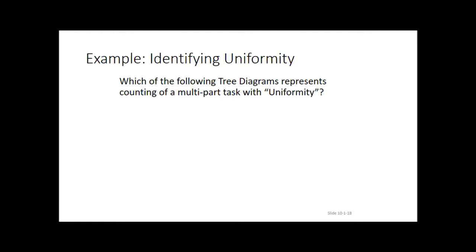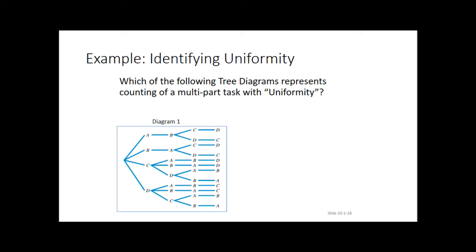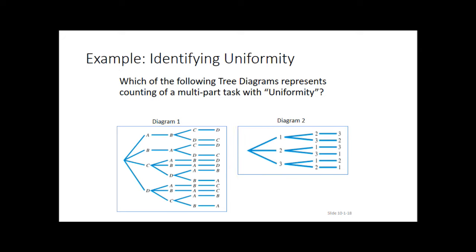So, for example, which of the following tree diagrams represents counting of a multi-part task with uniformity? Diagram 1, which we just constructed a minute ago, or diagram 2, which is actually a diagram representing the number of 3-digit numbers that you can construct from the digits 1, 2, and 3 if repetition is not allowed. All right, so again, what is uniformity? That means that no matter what has happened in the previous part of the task, we have the same number of options for the next part of the task.